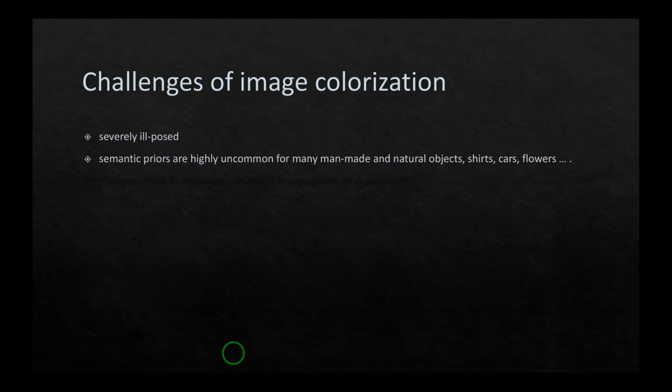The colorization of images is still a challenging problem owing to the varying conditions of imaging. The problem is severely ill-posed, as two out of three image dimensions are missing. Although the scene's semantics may be helpful in many cases, for example, grass is usually green, clouds are usually white, and sky is blue, sometimes it doesn't help that much. Such semantic priors are highly uncommon for many man-made and natural objects like shirts, cars, flowers, and so on.